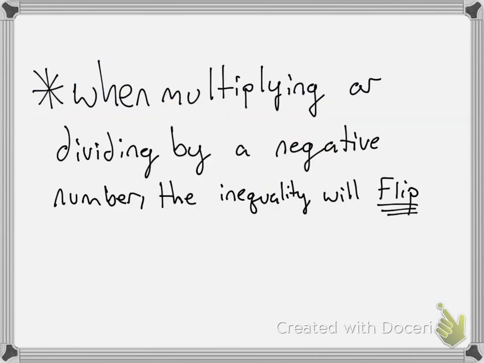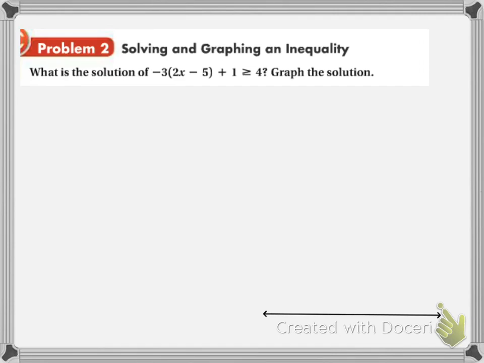One of the most important things that you want to remember from Algebra 1 when moving forward is that when you multiply or divide by a negative number when solving an inequality, that sign will flip. So you'll see that in the next problem that we do. Problem number 2 asks, what is the solution of -3(2x - 5) + 1 ≥ 4, and then graph the solution.